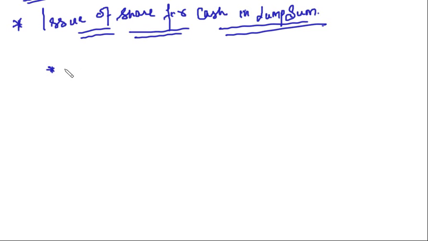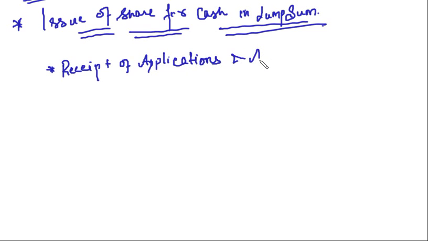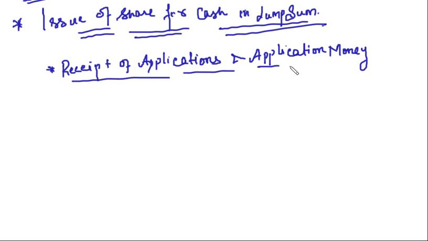right? So, the first will be receipt of applications and application money. Clear? What is the first step? When you issue the shares, when you are issuing shares to the public, you will ask them to give us the written applications, written signed applications along with some deposit money.